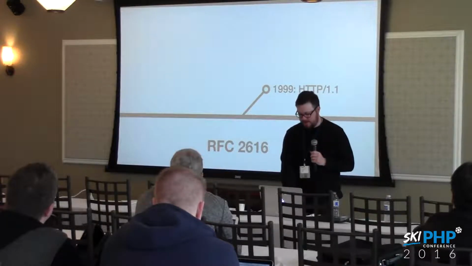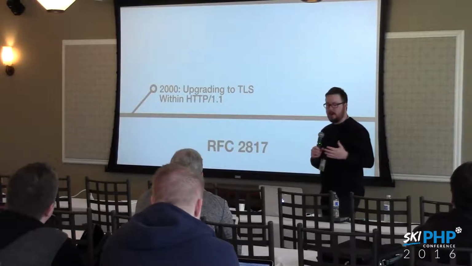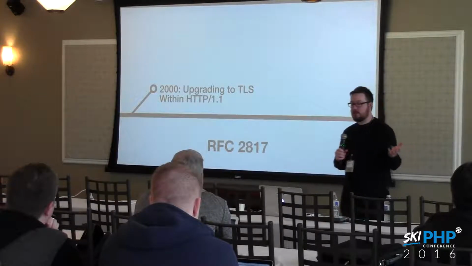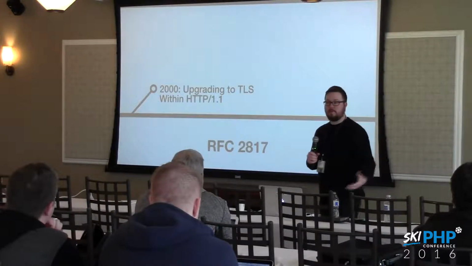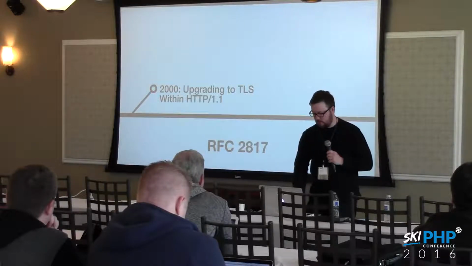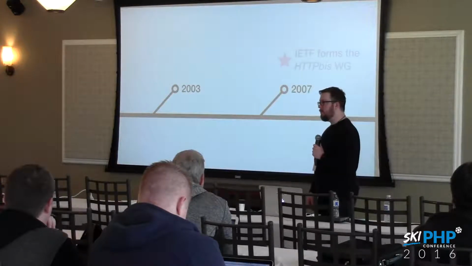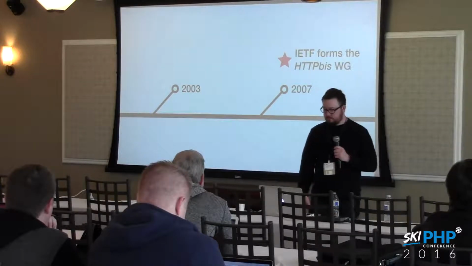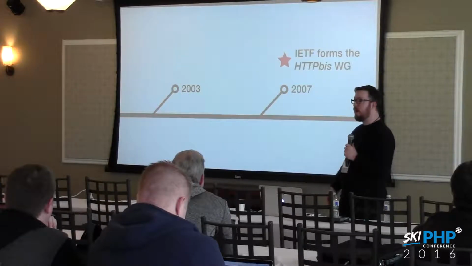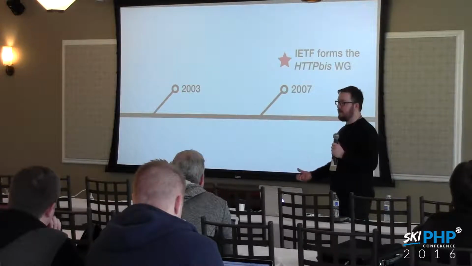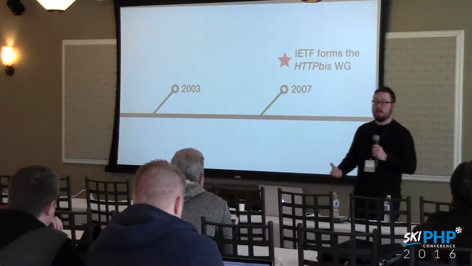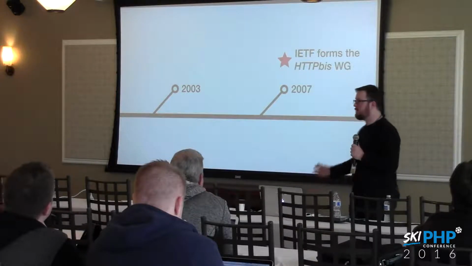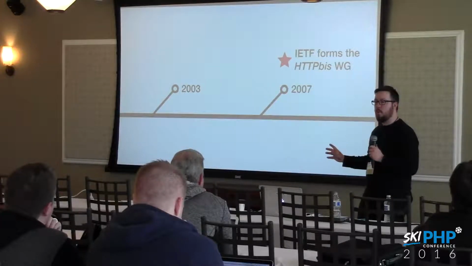But a few little things happened along the way. In 2000, we got RFC 2817, which is titled Upgrading to TLS within HTTP 1.1. This helped us advance SSL and secure websites. But there wasn't a whole lot that happened within the intervening years. Until 2007, when the IETF, the Internet Engineering Task Force, decides to reform the HTTP working group, and they call it HTTPbis. We'll come back to this in a few minutes to talk about that working group and why they were reformed.